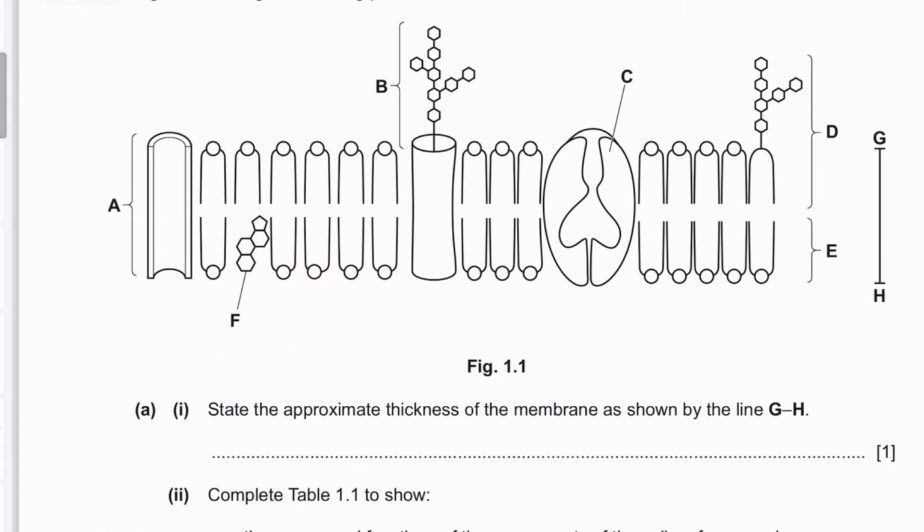Now let's get started with question number 1. Figure 1.1 is a diagram showing part of the cell surface membrane of an animal cell. State the approximate thickness of the membrane as shown by line GH. What's the approximate thickness of the plasma membrane? You have to remember that there is an approximation that we took. It's either 7 nanometers or you could mention 5 to 10 nanometers.